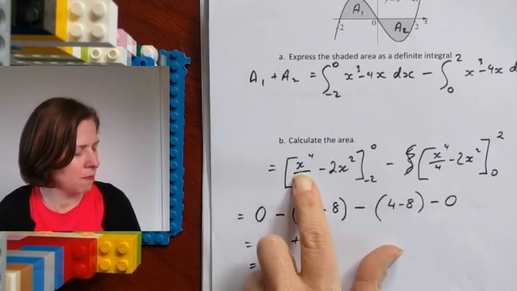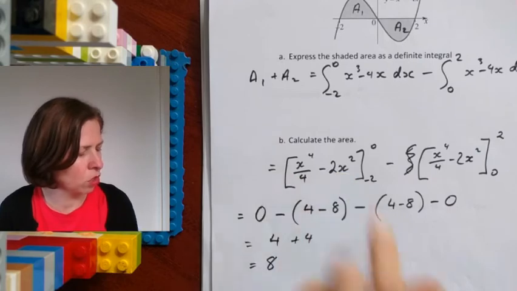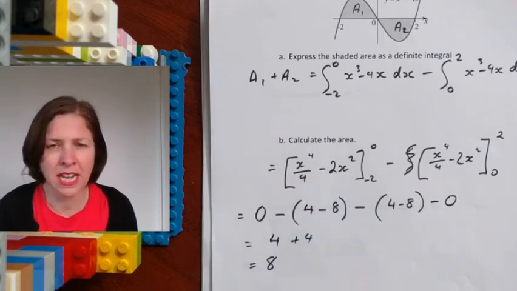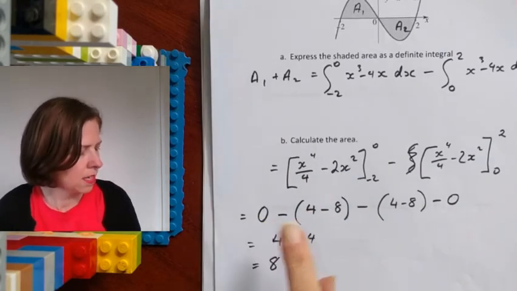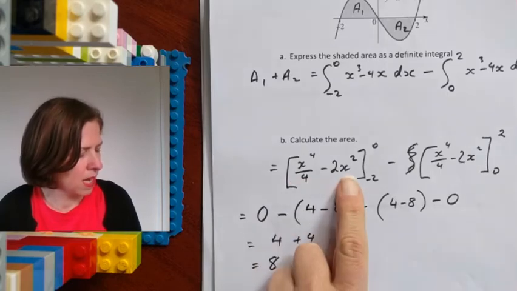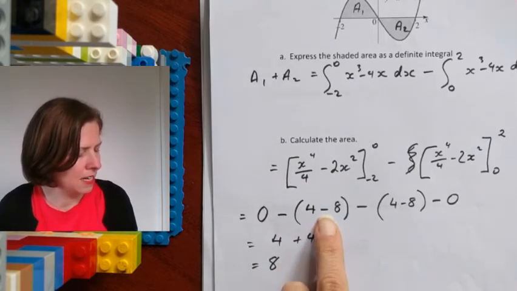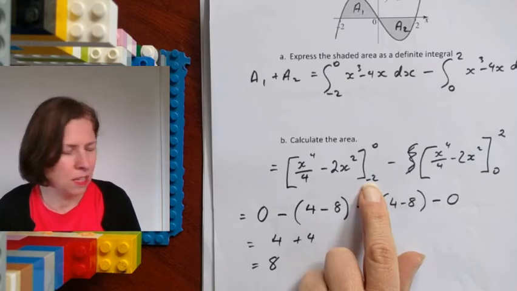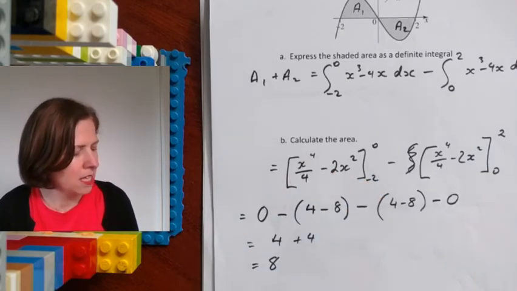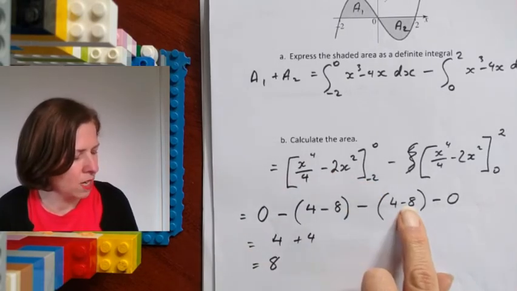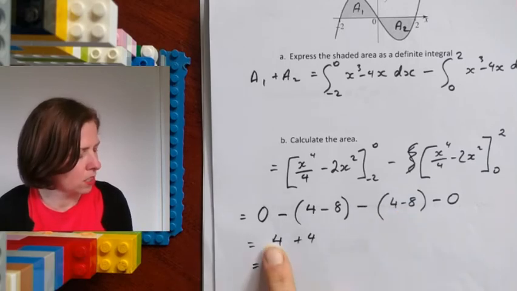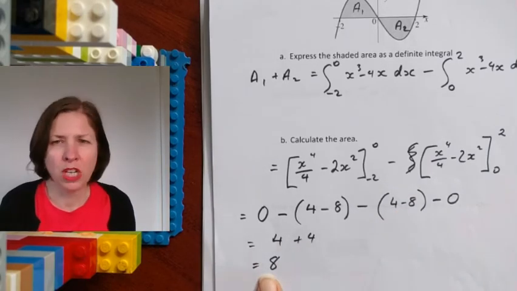The 0 is easy because this is a polynomial, so when I substitute in x is 0, I get 0. This becomes 4 and this becomes 8, so I have 4 minus 8. Because of course this is negative, but these powers are both even. So what I end up with is I have symmetry here and I get the same solution here. So I have 4 plus 4, which equals 8.